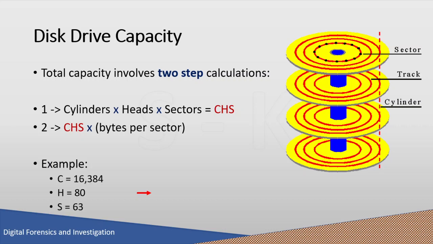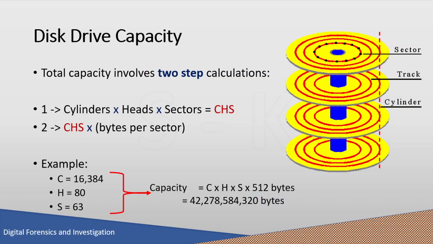So here is an example of how to calculate the capacity of a hard drive. If we have a total number of cylinders 16,384, and we have 80 heads and 63 sectors, first we need to calculate the product of all these three, and that will lead us to the capacity of that hard drive. And of course, the product of C, H, and S is further multiplied with the bytes 512 because each sector holds 512 bytes. So when you multiply all these factors, you will get a capacity of 42 gigabytes for that hard drive.